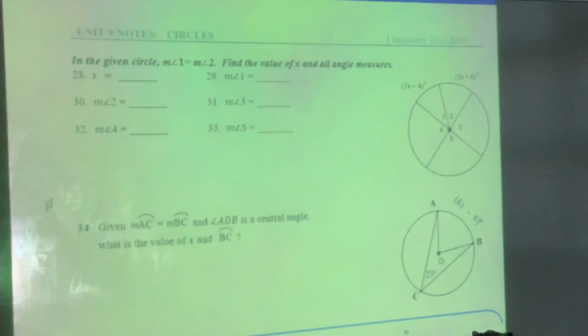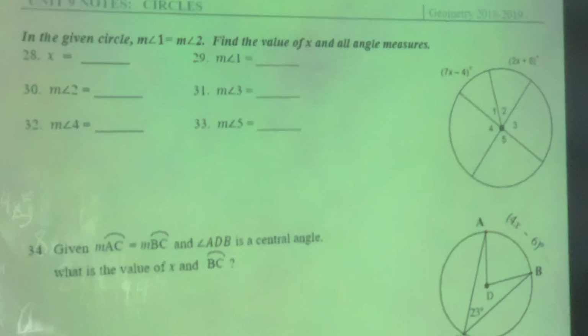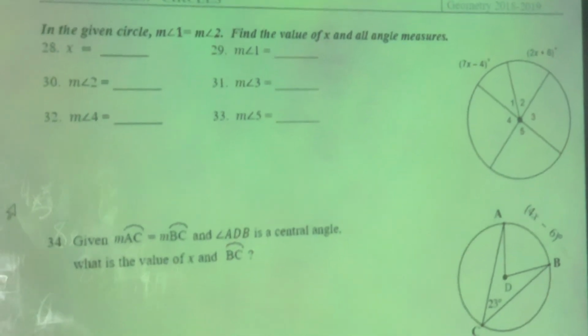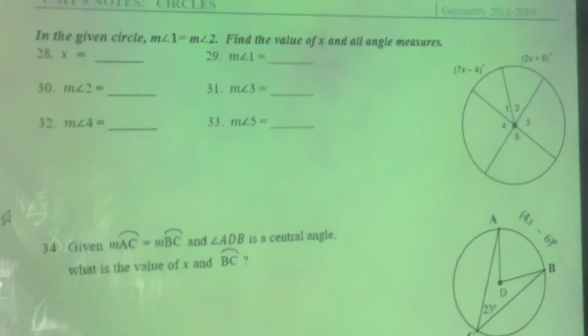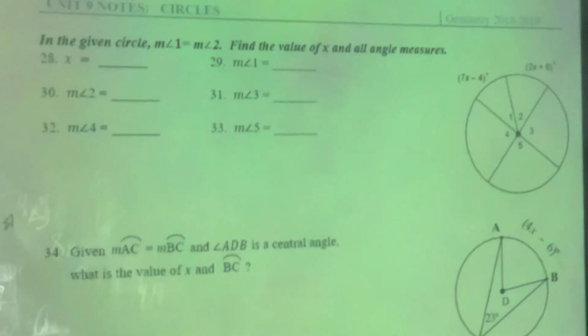Alright, so in the given circle M, the measure of angle 1 is equal to the measure of angle 2. Find the value of x and all the angle measures. So if you want to take a second and solve for this one as well.